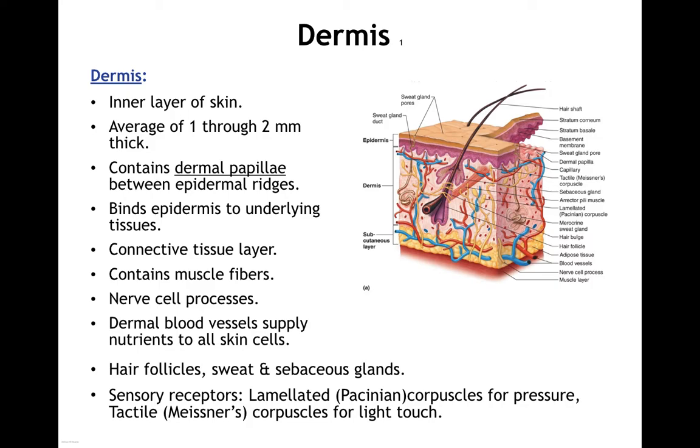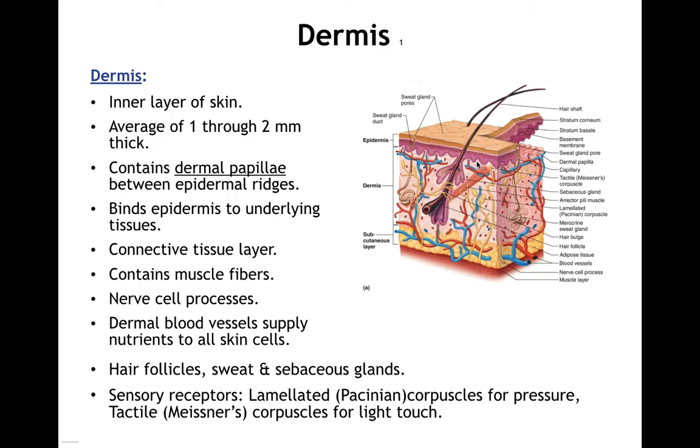Below the epidermis is the dermis, which is the inner layer of skin. It's about 1 to 2 millimeters thick. It does have structures called dermal papillae, which are ridges. You can see them on the edge as little places where it shoots up and then comes down a little bit. That dermal papillae between the epidermal ridges binds the epidermis to the underlying tissue.